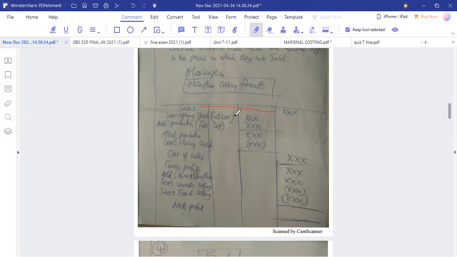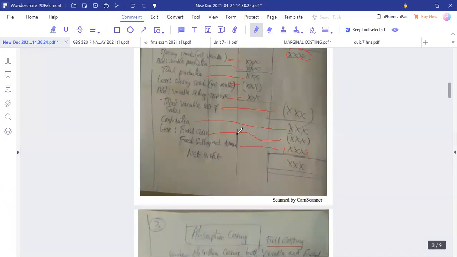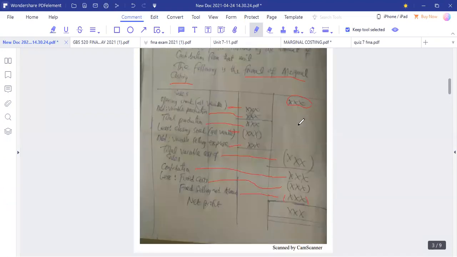So under absorption, full costing, we will put the opening stock at full cost. The production should also be at full cost. Then total production should be there. Closing stock should also be at full cost. Then you have the cost of sales there, and then the gross profit. So this is the distinction between the two, because this other one is talking about the contribution, which is marginal costing. Okay, so this one is talking about the contribution.